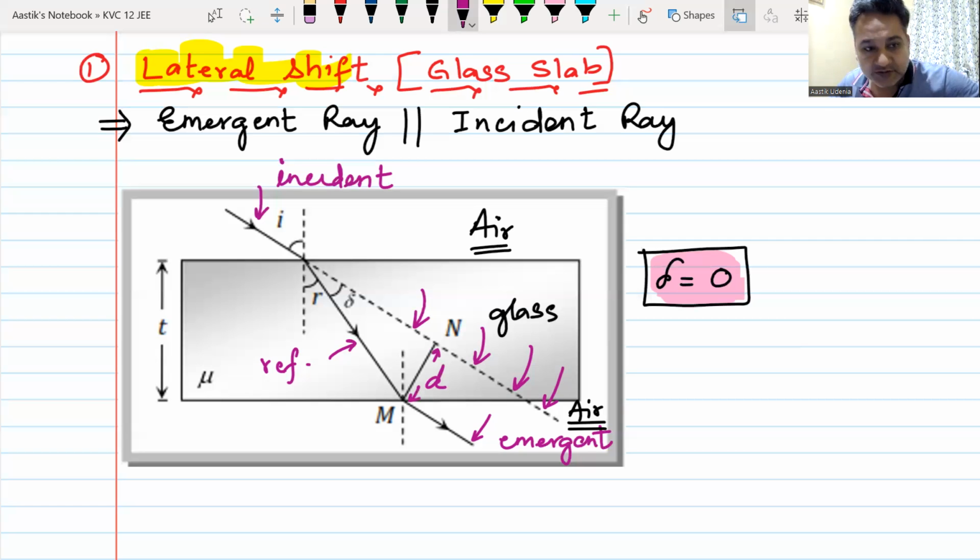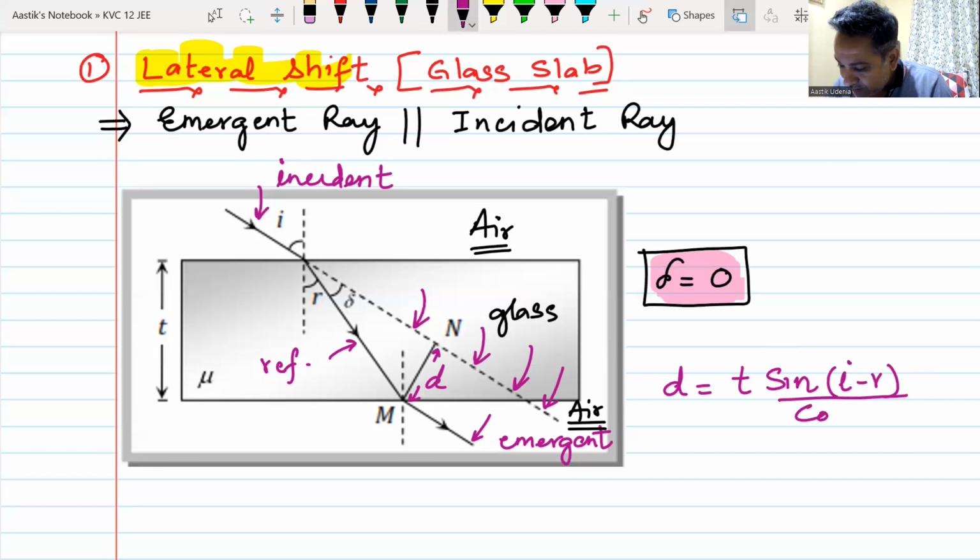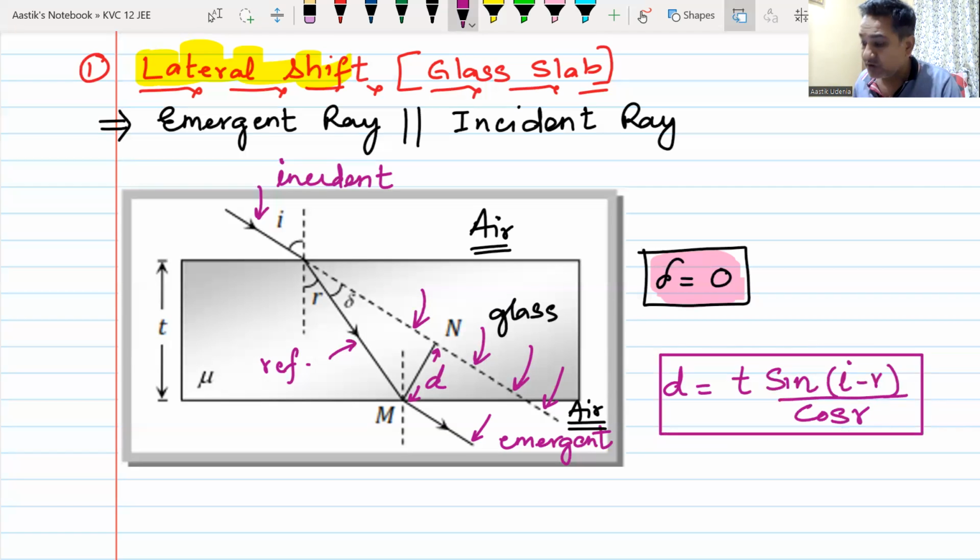This is known as the lateral shift, and the value of this d, the lateral shift, is given by this formula: t times sine of (i minus r) divided by cos r. This is the formula that you must remember. If a question comes on this topic, it would be a straightforward question of what is the lateral shift, and your answer is t times sine of (i minus r) divided by cos r. What is t here? t is the thickness of the slab. Do we understand this?